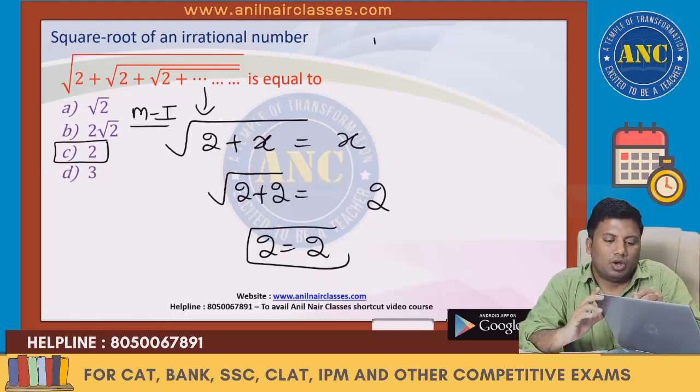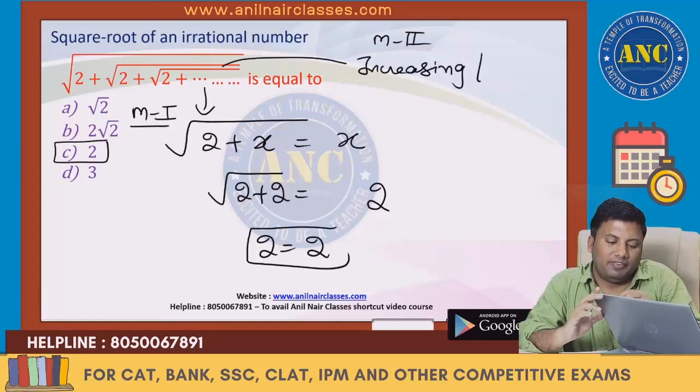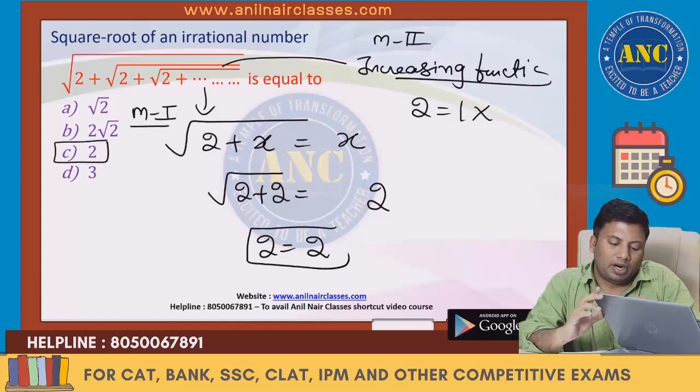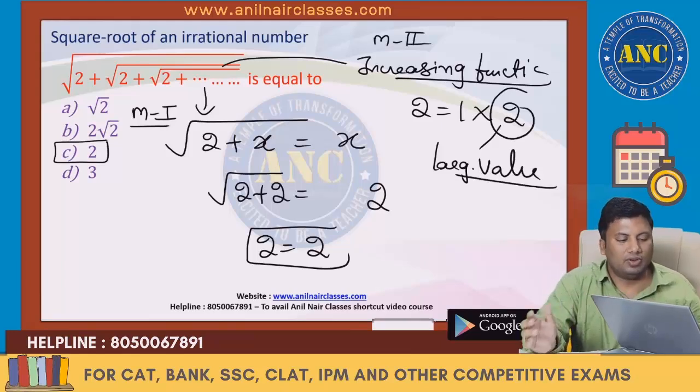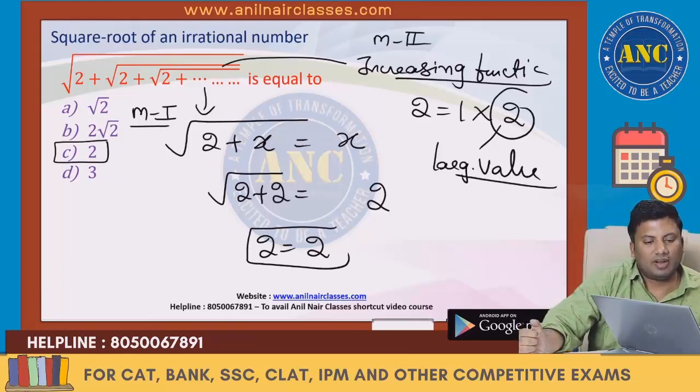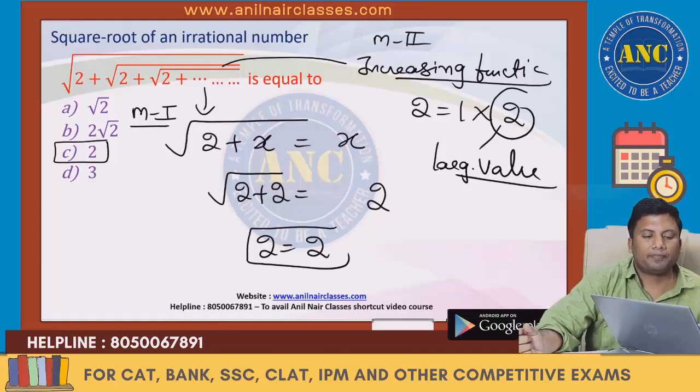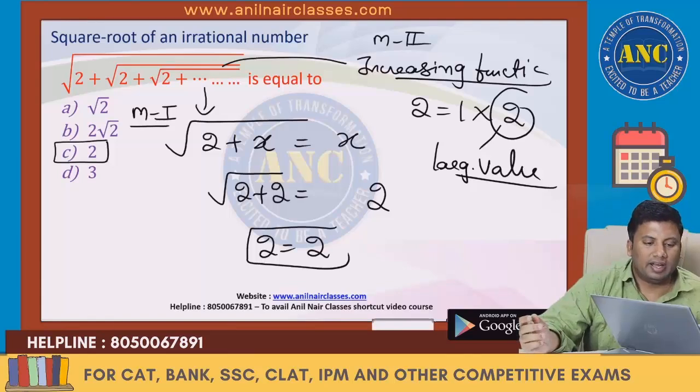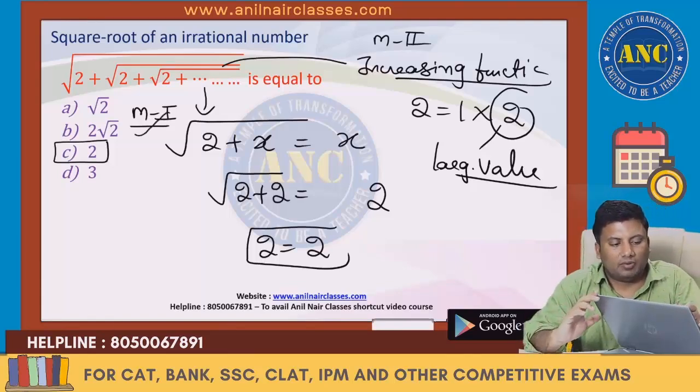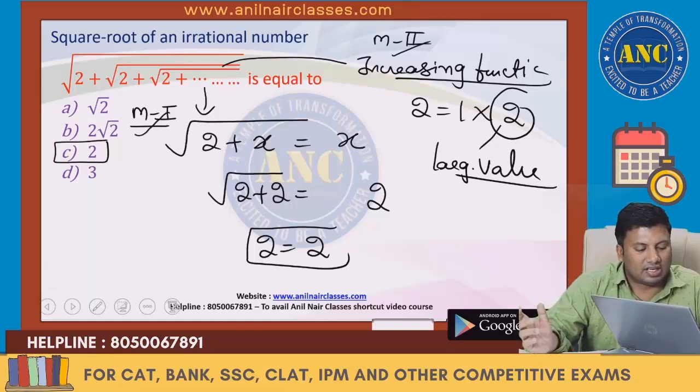Method number 2, already we discussed. This is an increasing function. If it is an increasing function, write down that number as a product of two consecutive numbers and take the largest value. The largest value is nothing but 2. I hope the idea is clear. Method 1 and method 2, already we discussed this method.